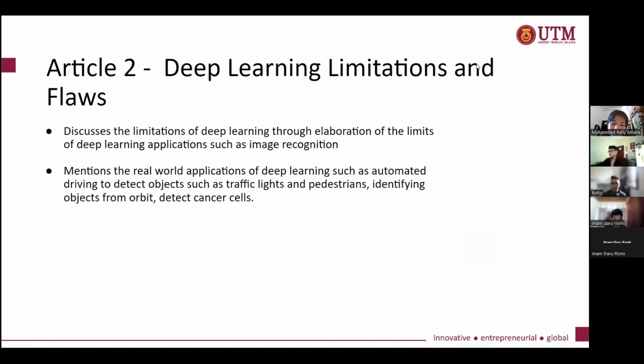Next. In the second article, called Deep Learning Limitations and Flaws, it discusses the limitations of deep learning through the elaboration of the limits of deep learning applications such as image recognition, which is the example they gave. It mentions the real-world applications of deep learning, such as automated driving to detect objects such as traffic lights and pedestrians, and also identifying objects from orbit and detecting cancer cells, among other examples.